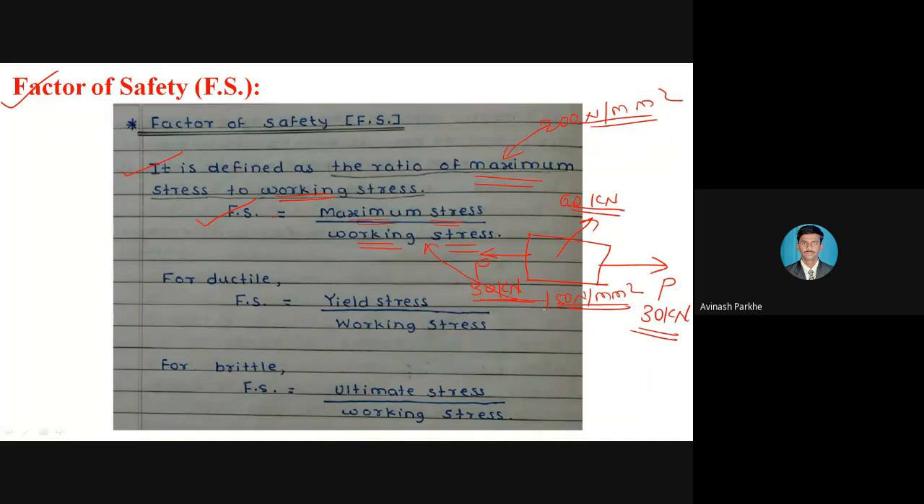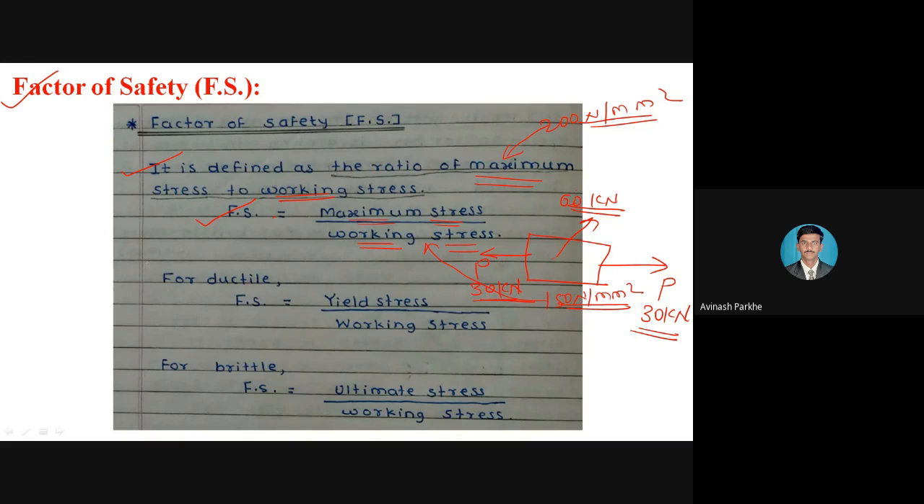That means this 150 Newton per mm square stress is developed due to the 30 kilonewton, and this 200 Newton per mm square stress is developed due to the 60 kilonewton. Means 200 Newton per mm square represents the maximum stress limit of that body, and working stress represents the stress developed due to the external load applied on the body. So this is the basic definition of the factor of safety.